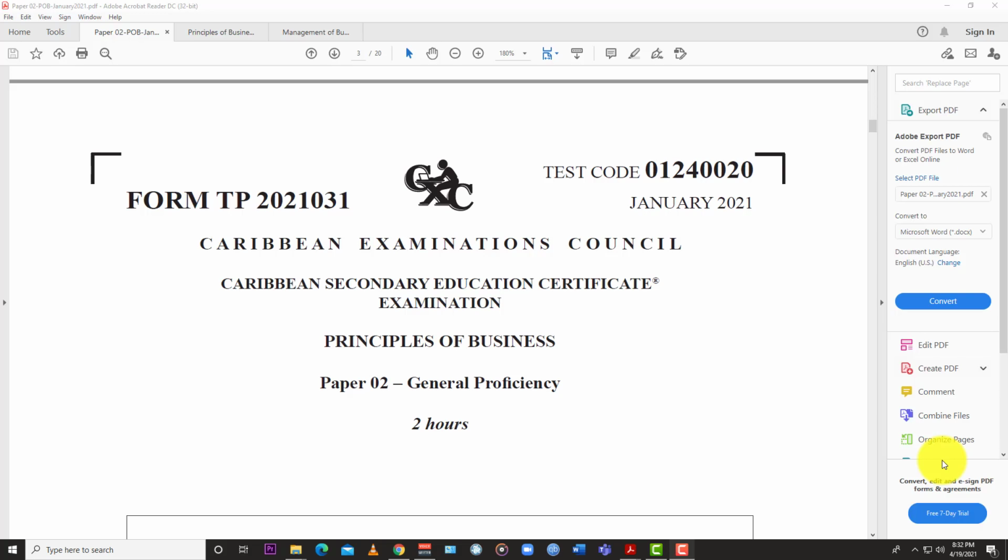Welcome back to Learn SKN, and today we're going to continue looking at the January 2021 Principles of Business Paper 2. That's the most recent Paper 2 that they've had out there. We're going to continue by looking at question number 3. Previously we looked at questions 1 and 2, so we're going to continue from 3 naturally.